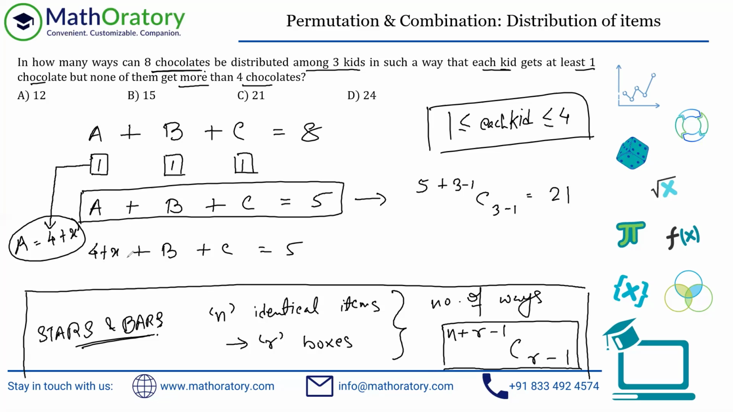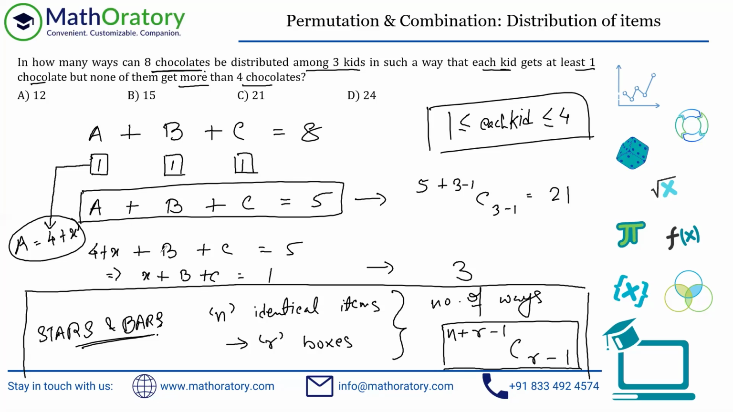So I'm going to remove those cases. This is what I'm going to solve for. By the way, this transposes to something like this: x plus b plus c is equal to 1. You don't have to apply n plus r minus 1 C r minus 1 here. It's a very simple thing. This 1 can go to either x or b or c. So there are 3 cases where a is 4 plus x.